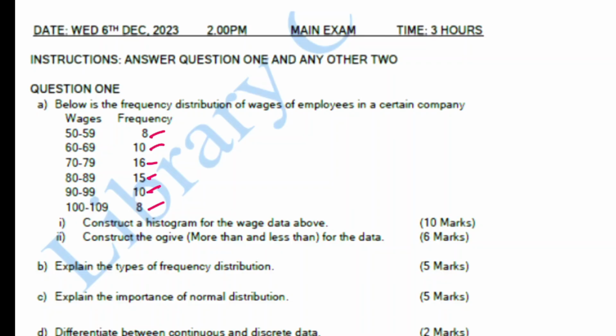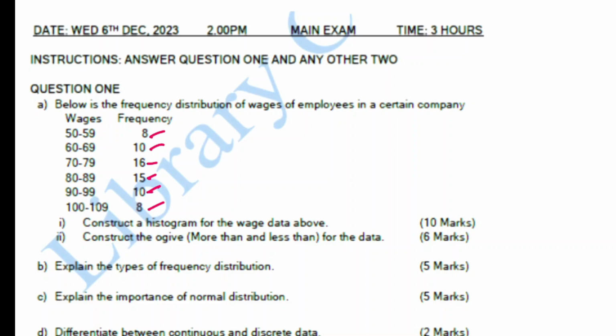Okay. 1. You are told to construct a histogram for the wage data above. Is it data or data? Whichever way, if you are from a group of schools, you can pronounce it anyhow. I think for me, the point is home.